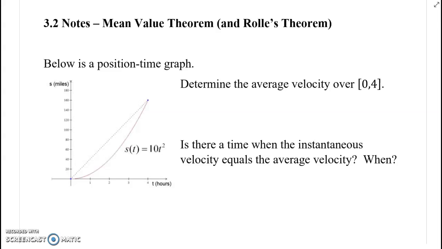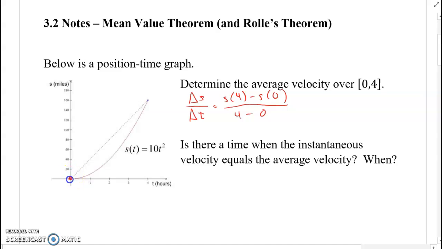Well, the velocity is the change in position, so the average velocity will be the change in position divided by the change in time over the interval 0 to 4. So the change in position would be s of 4 minus s of 0 over 4 minus 0. We're just finding this slope, right, between two different points, 0 comma s of 0 and 4 comma s of 4. We're finding the slope of this dotted line.